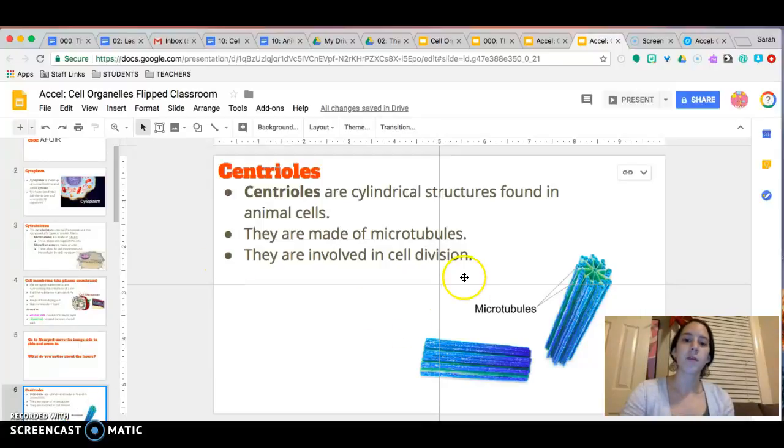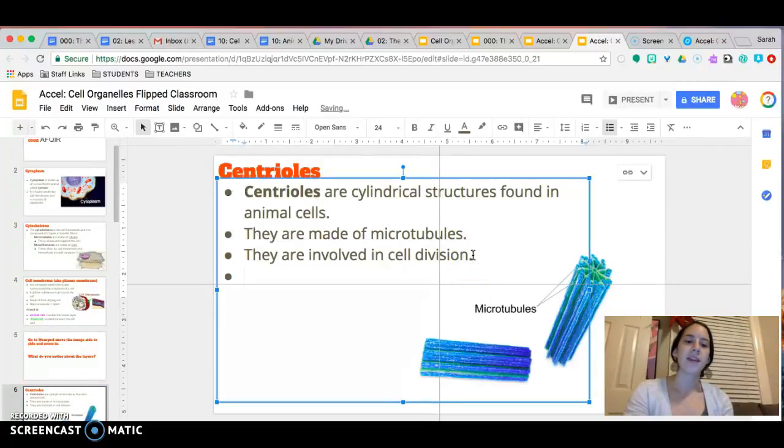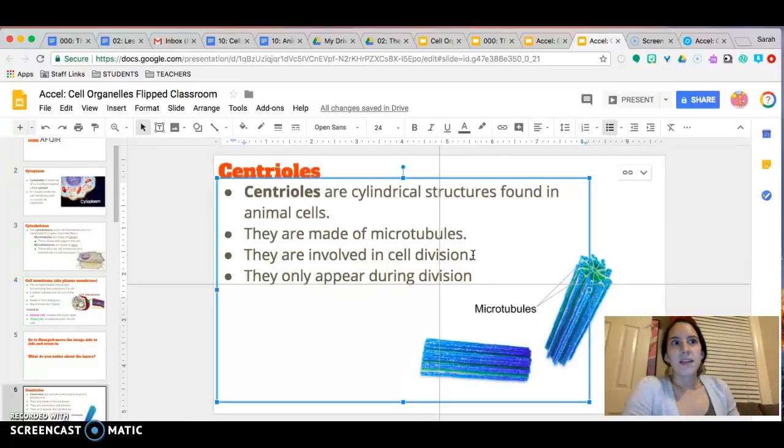Now, here's something that I want you to realize and add in: they only appear during division. What I mean by that is when division is done, they actually disperse and disappear into singular microtubules. And then when the cell is about to divide again, they come all together to make this nice cylinder shape, and then they help the cell divide.